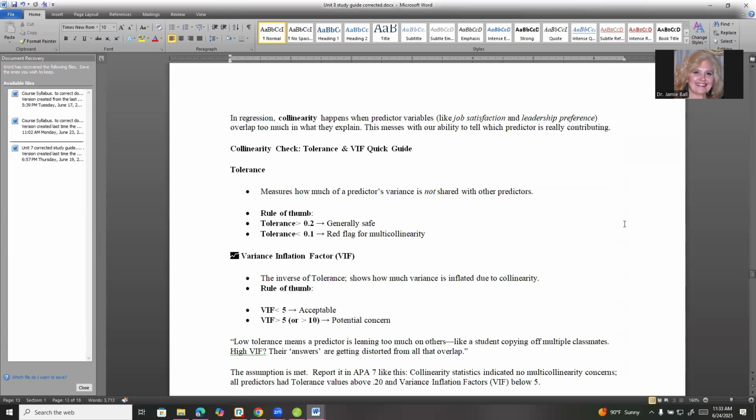Okay. So we don't want collinearity. That's when there's too much overlap in the independent variables predicting the outcome variable. They're just overlapping a lot, and it's hard to separate what's what. Tolerance measures how much of a predictor's variance is not shared with other predictors, because some of that's shared. If the tolerance is greater than 0.2, it's safe. If the tolerance is less than 0.1, that's a red flag.